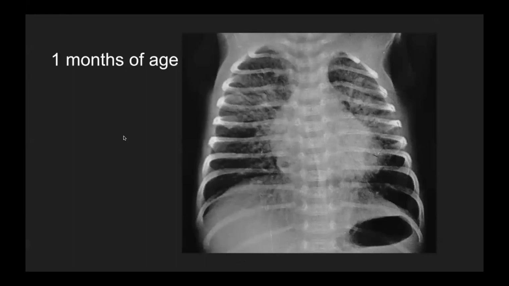Now, this is the most confusing one. At 1 month of age, the child had such lungs. So at this point of time, the child had an acute respiratory illness, and the child had a hospital admission. So at that time, what did she have? She had hyperinflated bilateral lung fields. So we can see the hyperinflated lung fields, the chest intercostal spaces are widened.